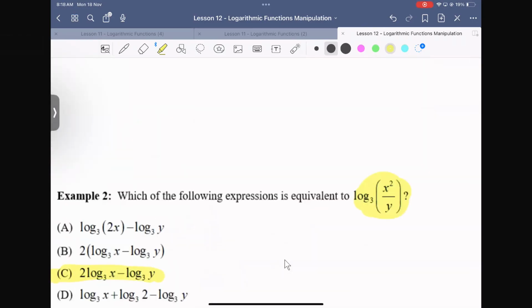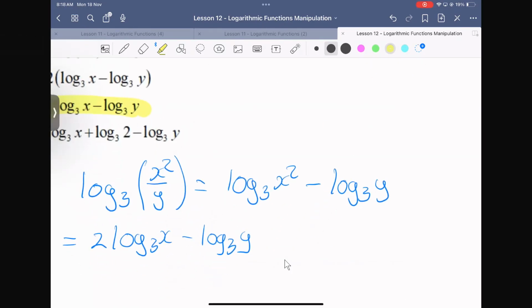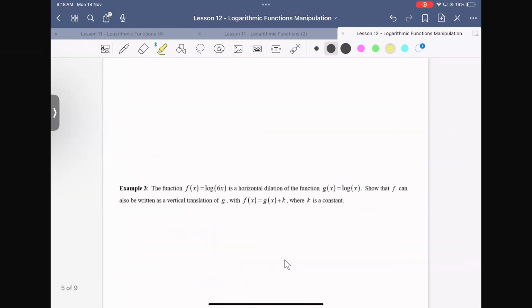Don't just look at the answers and try and guess them. It's better just to work it out on paper a little bit and then compare your answers.